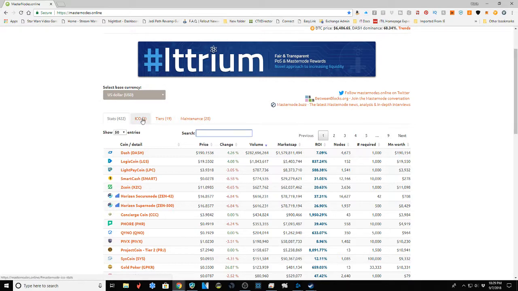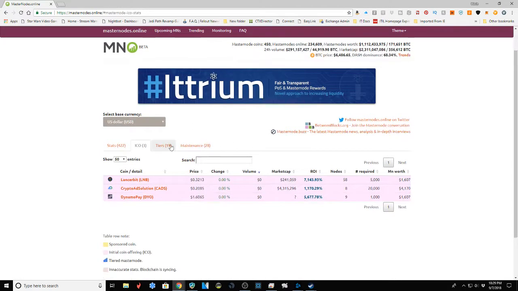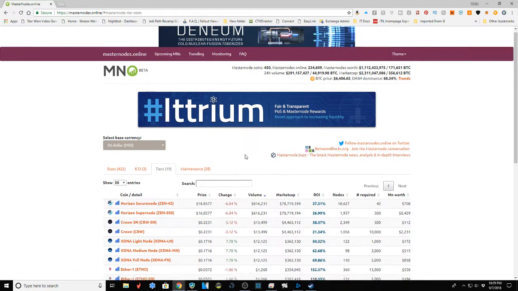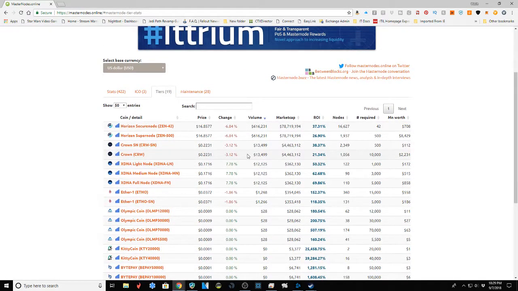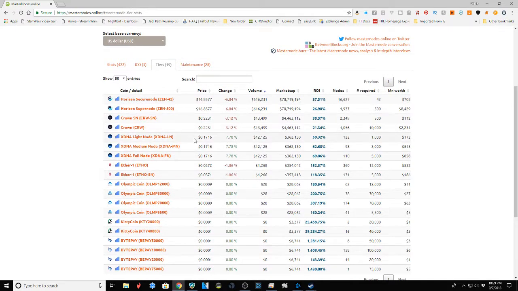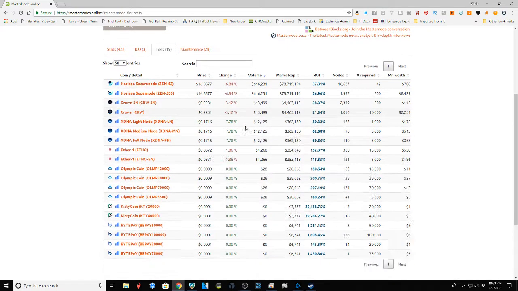Now, the next thing you can do is you can look at initial coin offerings and see what's coming. And this tells you coins that are going to be out soon. This tab mentions tiered masternodes, which are masternodes that operate at different levels. Basically, varying the coins that you have to have in order to own the masternode.